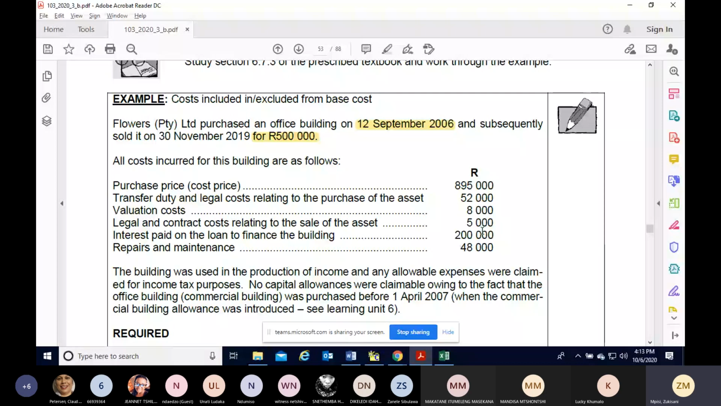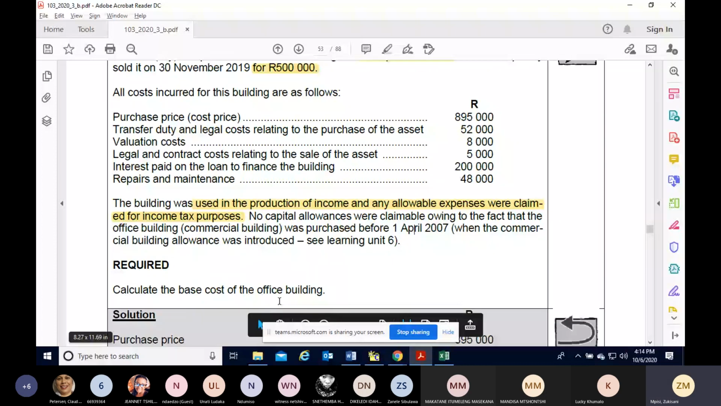You are told that the building was used in the production of income and the allowances were claimable for income tax purposes. No capital allowances were claimed owing to the fact that the office building was purchased before the 1st of April 2007 when the commercial building allowance was introduced. So we are required to calculate the base cost of the office building.